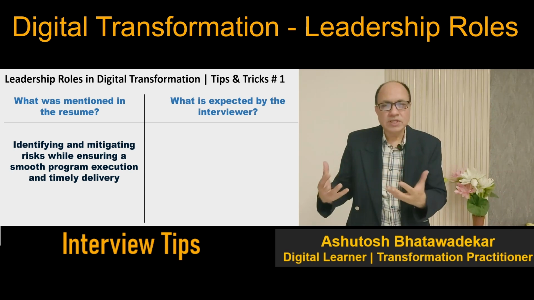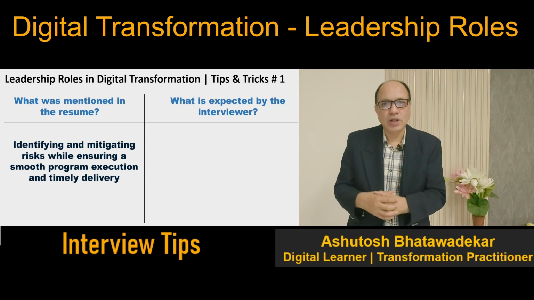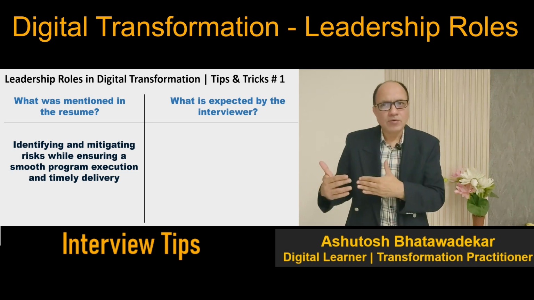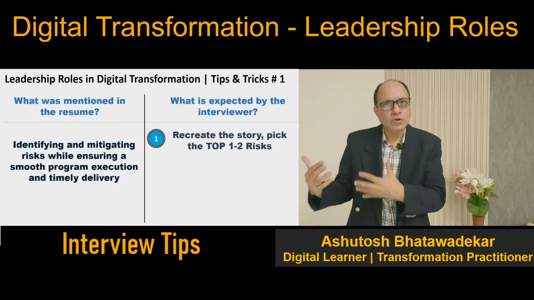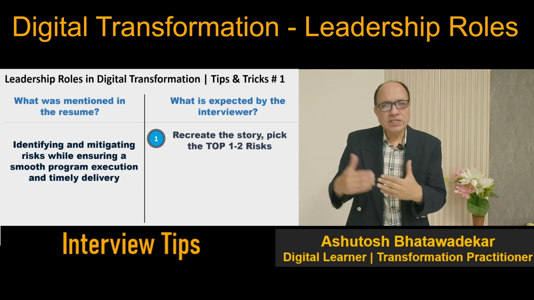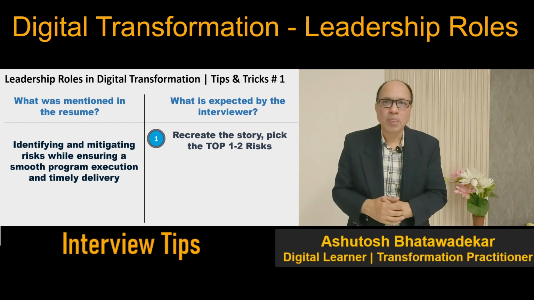And the response for this cannot be a standard response. You have to make it very, very contextual to the work you are actually doing. So for example, I might say that there were around 7 to 8 risks which were identified in this digital transformation program, but I would like you to walk through the top 1 or 2 risks. And when I say walk through these risks, I will narrate it in a story format.